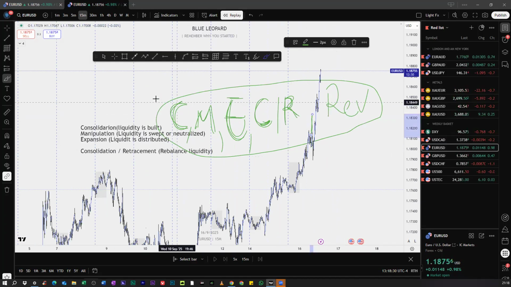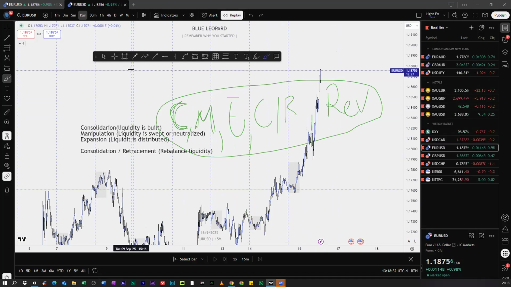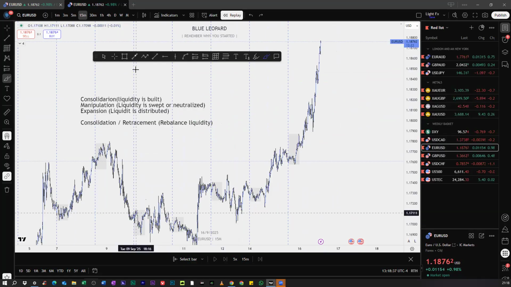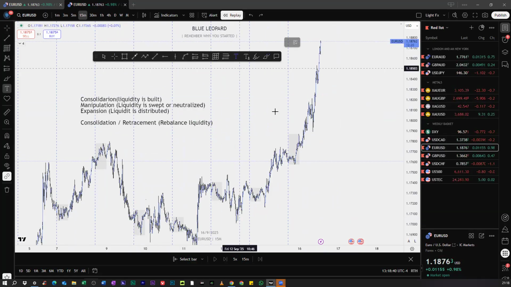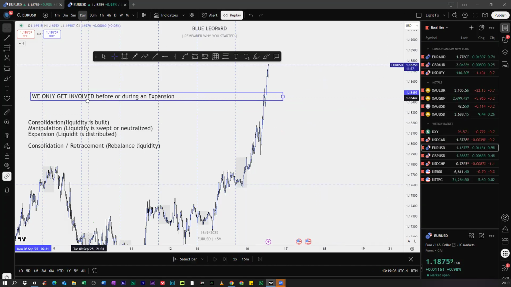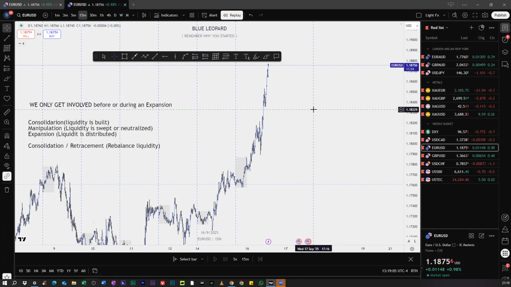Now, what should you focus on? Because these are too many phases. You ask me, okay, what should I trade? You only trade and target to get involved in the expansion. We only get involved before or during an expansion, because you want to catch the big move, okay?